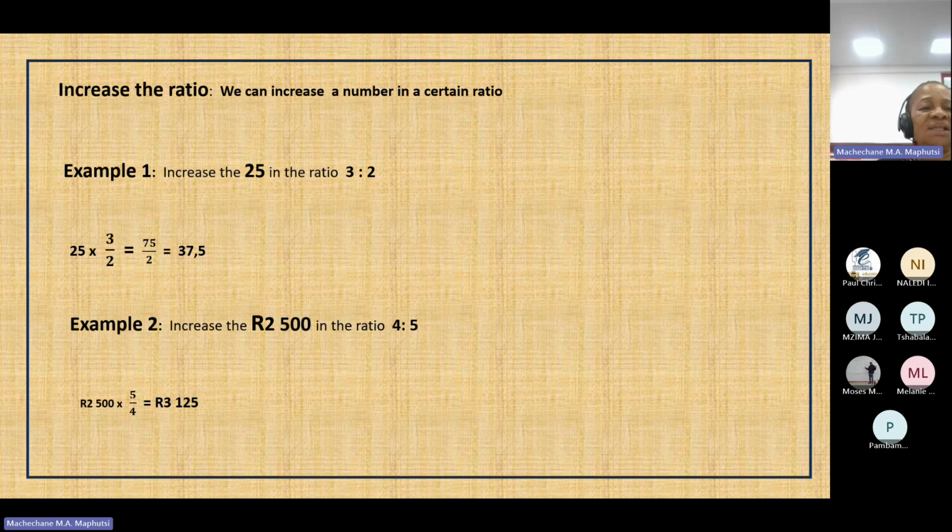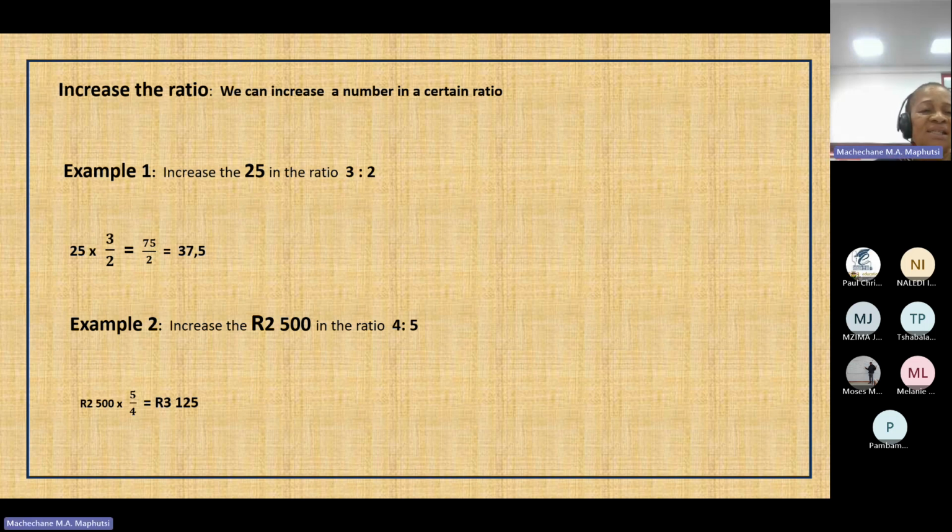How do we increase the ratio? We can also increase a number in a certain ratio. Okay, let's have one example of that. Let's suppose you are asked to increase 25 apples into the ratio 3:2. Okay, what must you do? Now we are increasing.